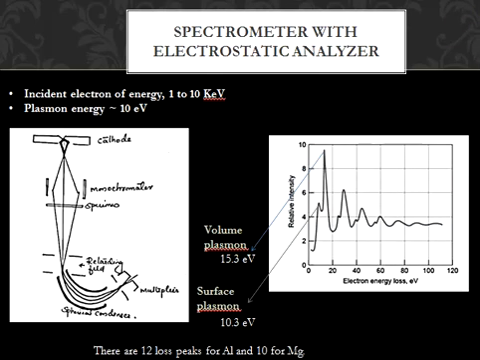There are certain conditions: the incident electron should have an energy of the order of 1 to 10 kilo electron volt, whereas the plasmon energy will be of the order of 10 electron volt.